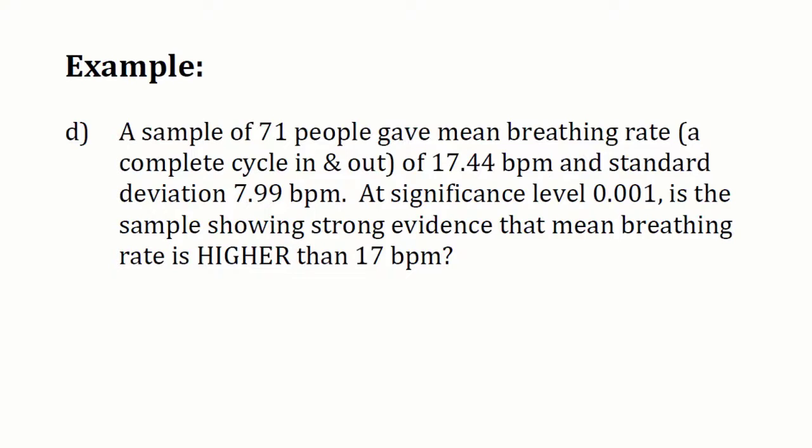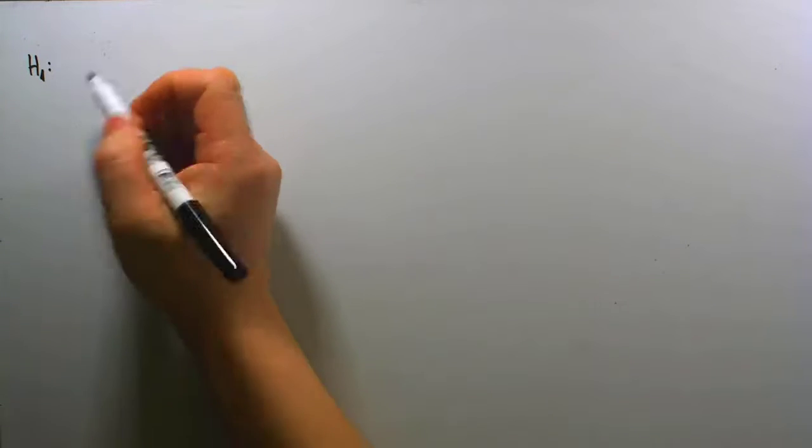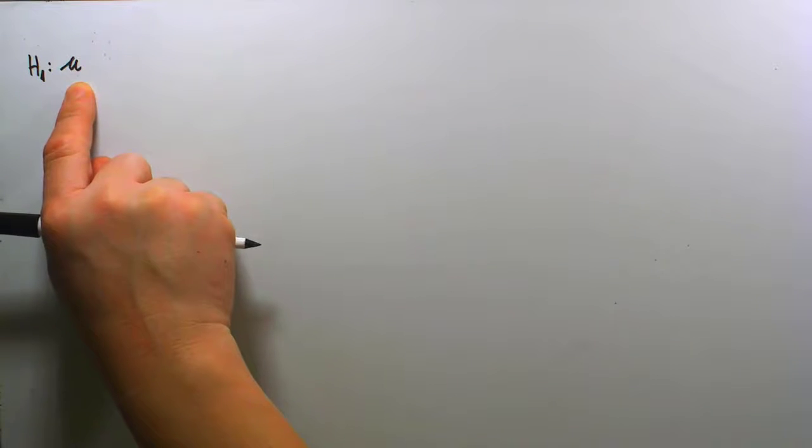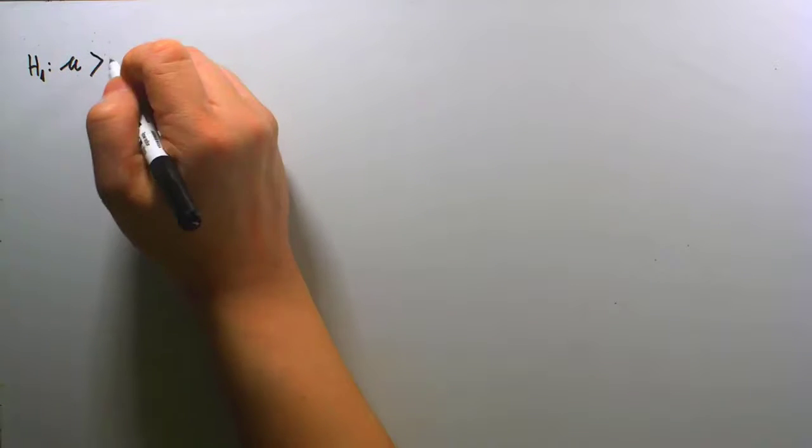So at significance level 0.001, is the sample showing strong evidence that mean breathing rate... So I'll get straight into the hypothesis testing question here. We want to show that mean breathing rate, which in this case we call our mu value, is higher than 17 breaths per minute. And so, again, that means we recognized our H1 hypothesis, saying that mu, as for mean breathing rate, is higher than 17.